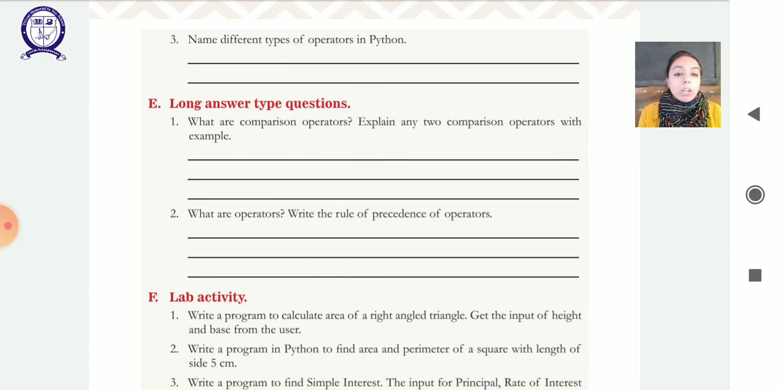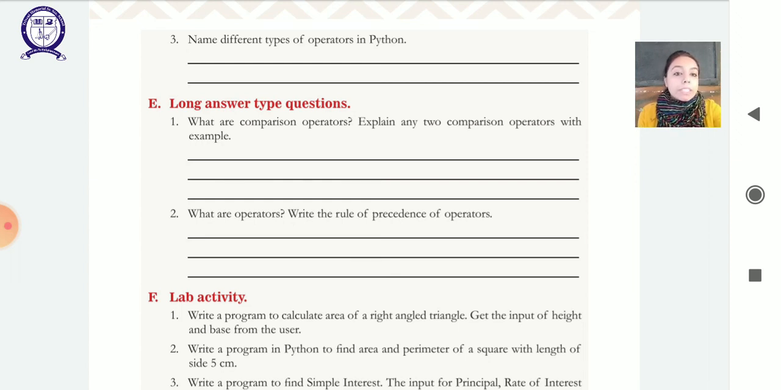Second question is, what are operators? Write the rule of precedence of operators. So operators are the signs which help us to operate on the operands, and the rule of precedence of operators is BODMAS, that is brackets, then exponents, then division, multiplication, and then addition and subtraction.